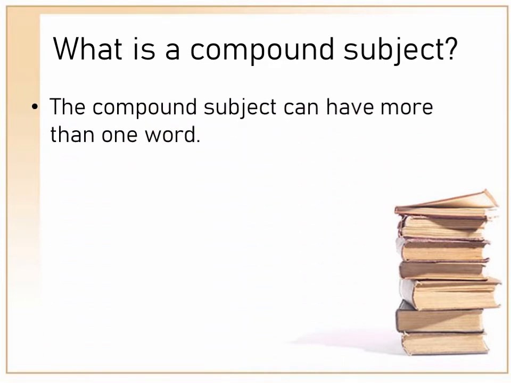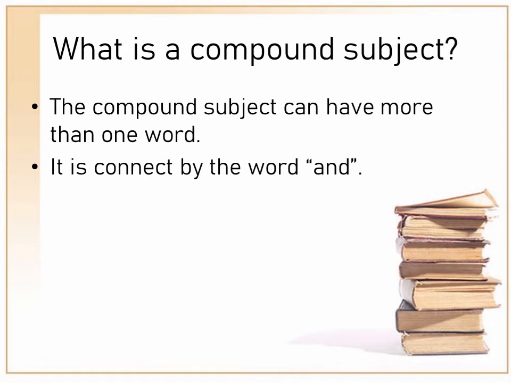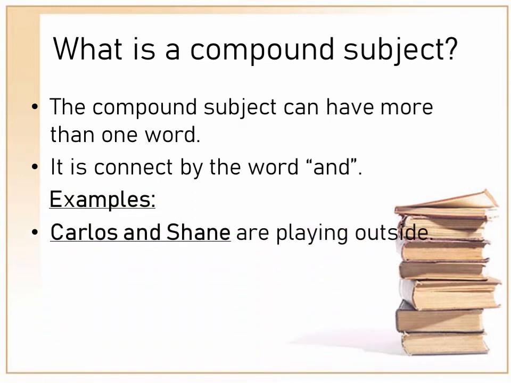Now we have something called compound subject. What is a compound subject? The compound subject can have more than one word in the subject, and it is connected by the word and. For example, Carlos and Shane, we have two names over here, are playing outside. So Carlos and Shane are compound subjects.